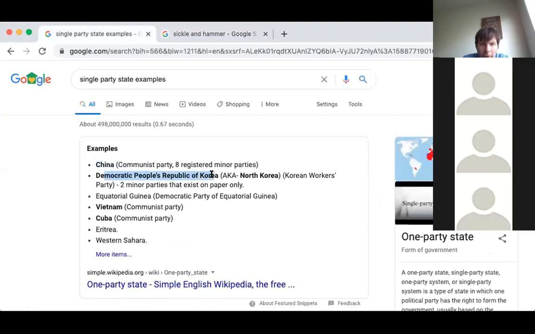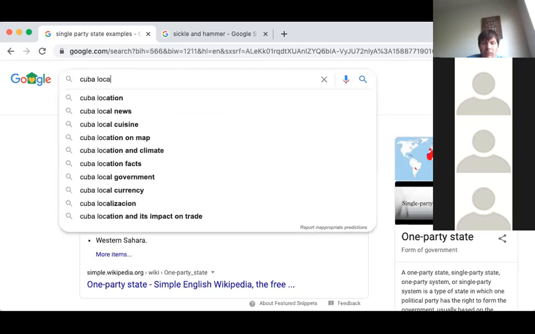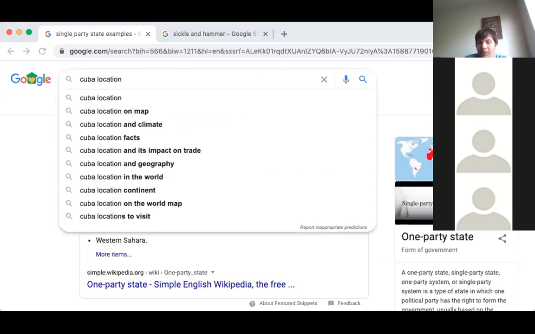This is North Korea. You could say Vietnam. Cuba. Did you know Cuba was a single party state? No. Where is Cuba in relation to us? Do you know where Cuba is? Is it like below us or something? Below us? So if I dug in the ground, I'd find it? No. You mean south of us? That's what I meant to say.